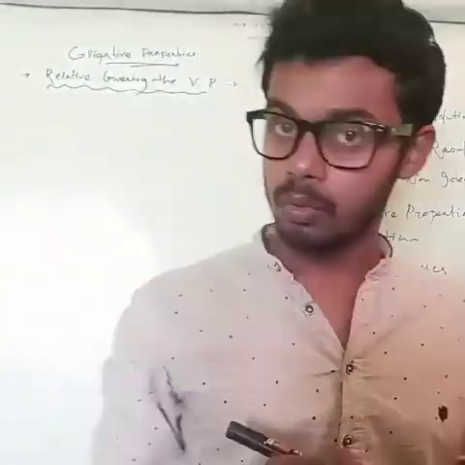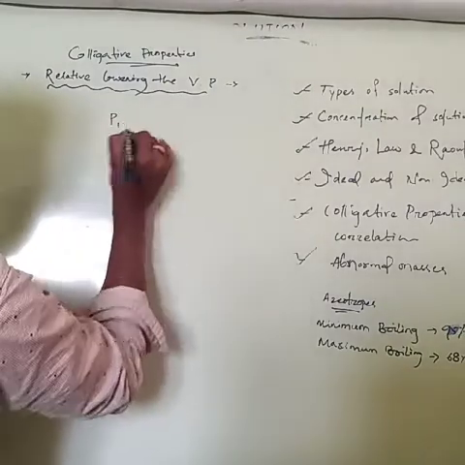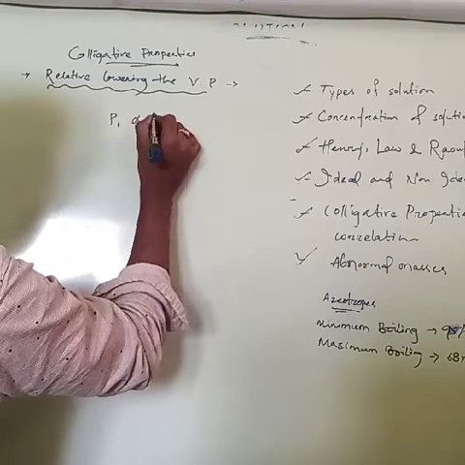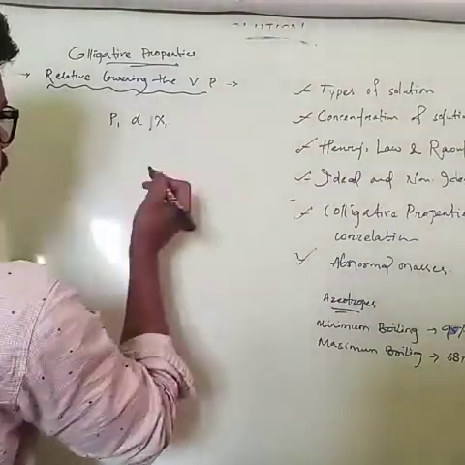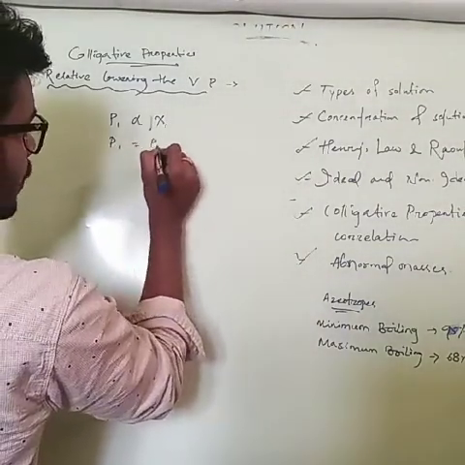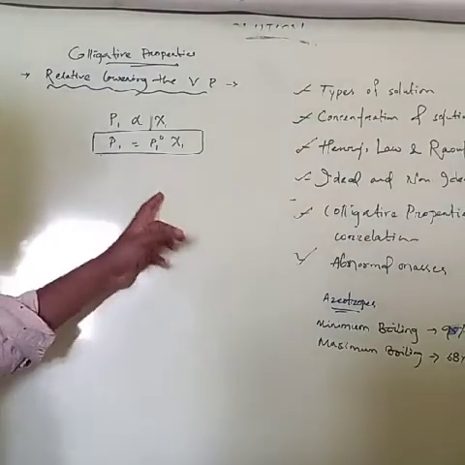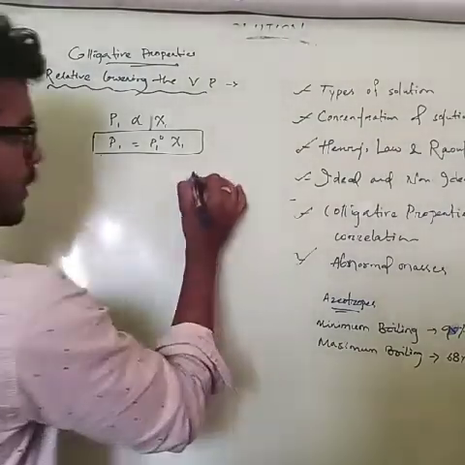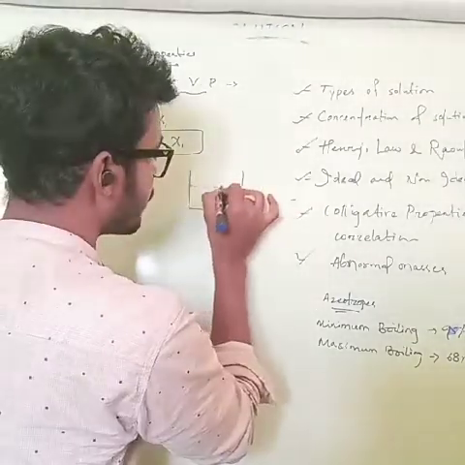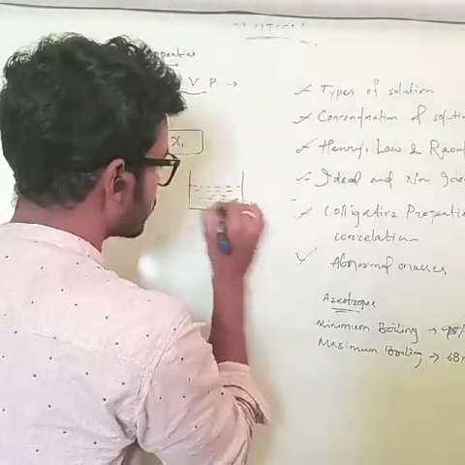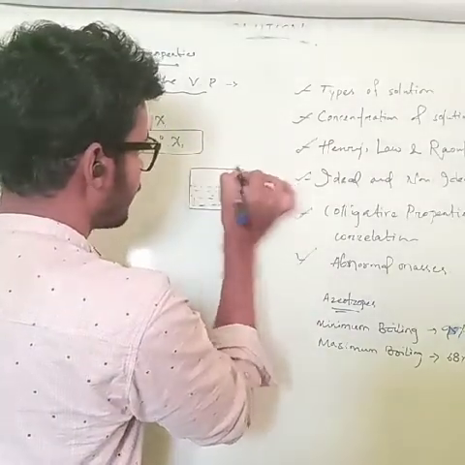We know Raoult's law. What is Raoult's law? The partial pressure is directly proportional to the mole fraction, that is, P1 equals P1 naught times chi 1. This is Raoult's law, which we already got. So consider a container having some pure liquid. And as I am talking about vapor pressure, that means it must be closed.